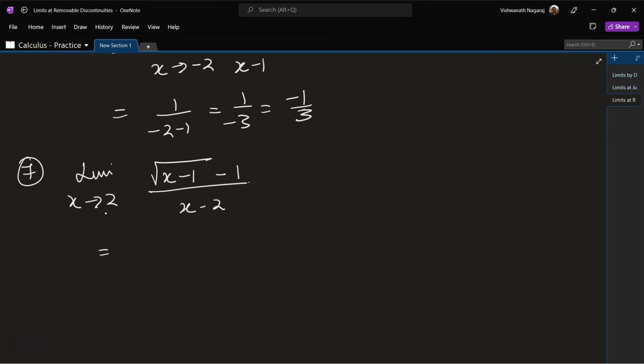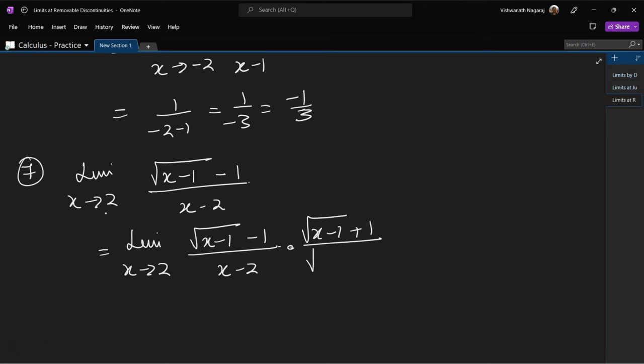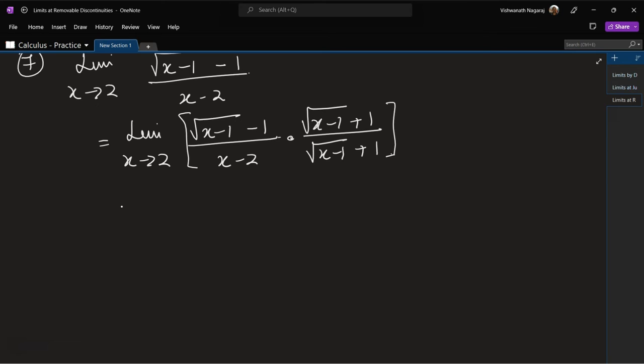Let's rationalize the numerator and see what happens. So the limit as x approaches 2 of (square root of x minus 1, minus 1) by (x minus 2) times (square root of x minus 1, plus 1) by (square root of x minus 1, plus 1). This is the entire thing.